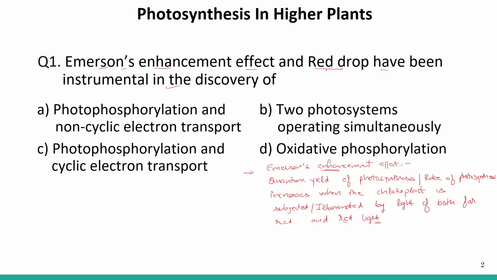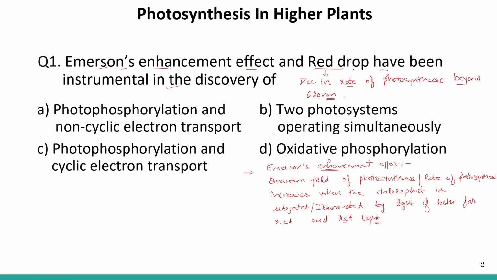And what is red drop? Red drop is the decrease in the rate of photosynthesis beyond 680 nanometer, when we provide light beyond 680 nanometer, or you can say when we provide only the far red light. So there is a decrease in the rate of photosynthesis.